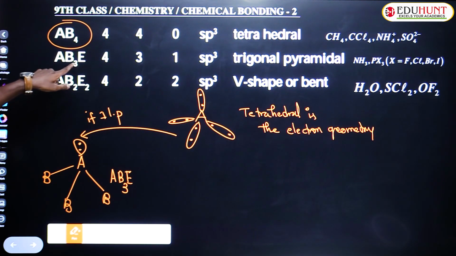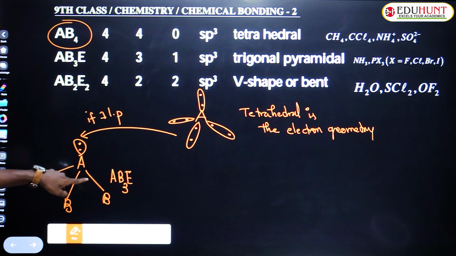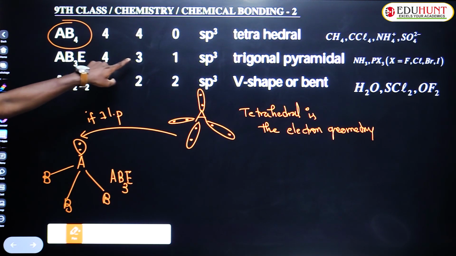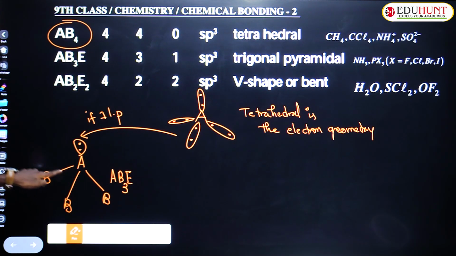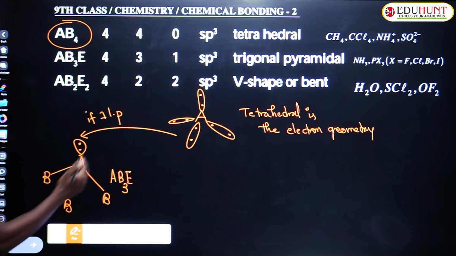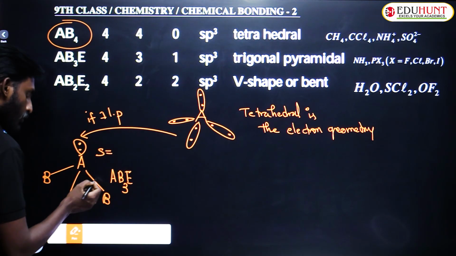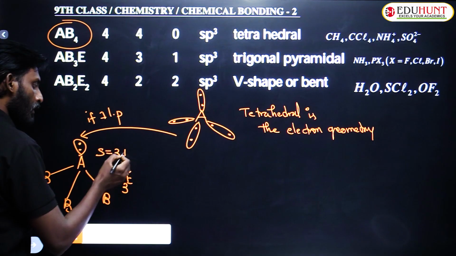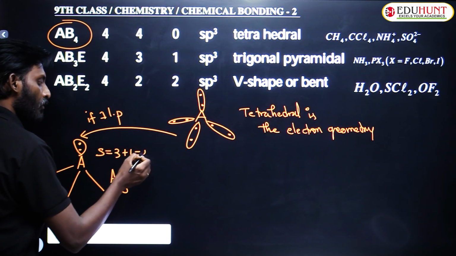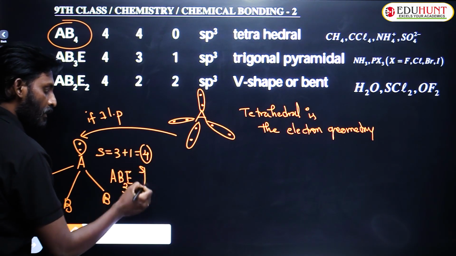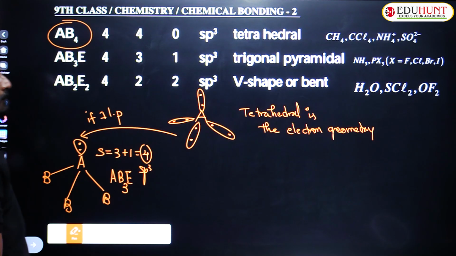AB3, 4 pairs. Yes, 4 pairs are present. But among these 4 pairs, 3 are bond pairs: bond pair, bond pair, bond pair. One is a lone pair. But again I am telling you, steric number S is equal to 3 sigma plus 1 lone pair, so 4. When the steric number is 4, hybridization is going to be sp3 only.